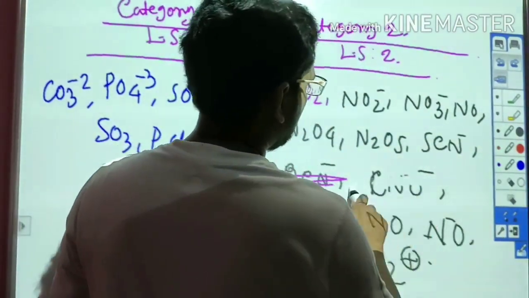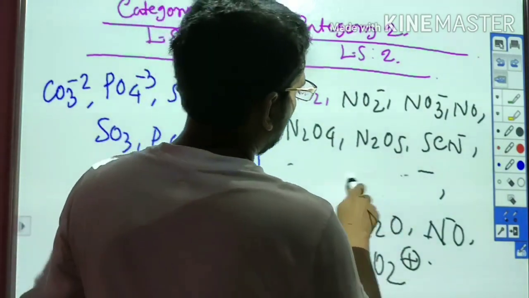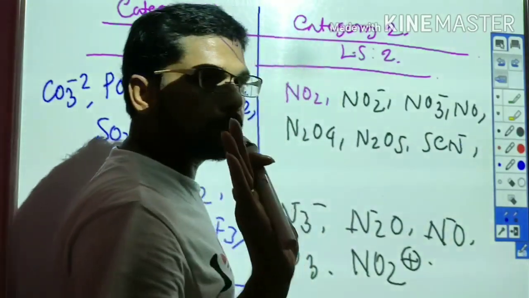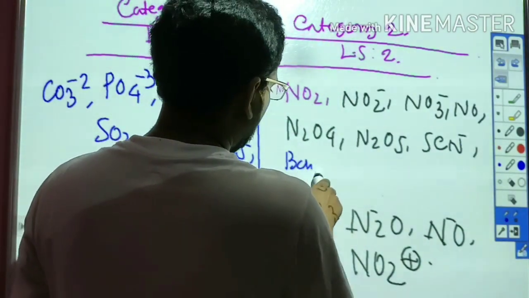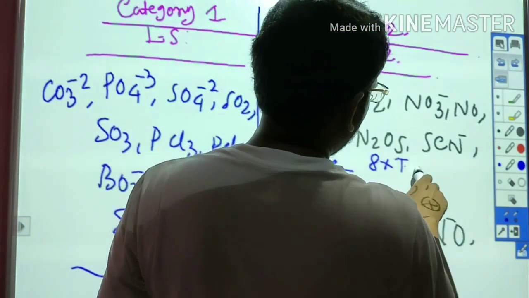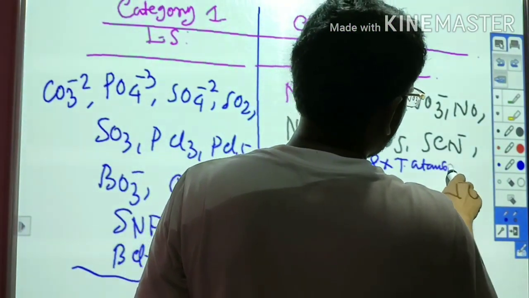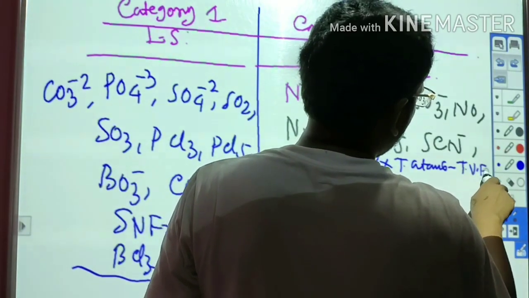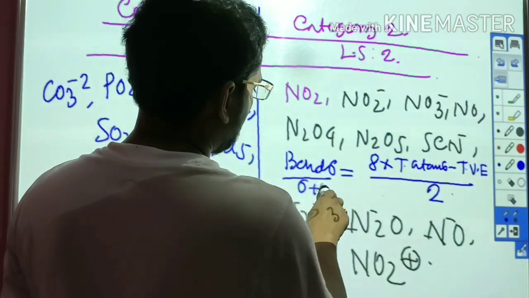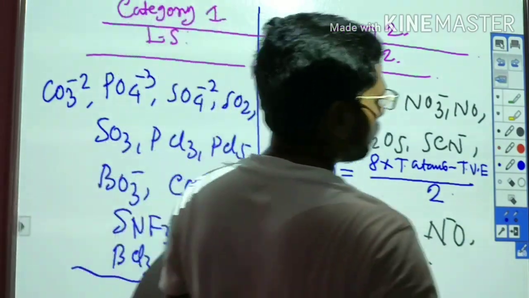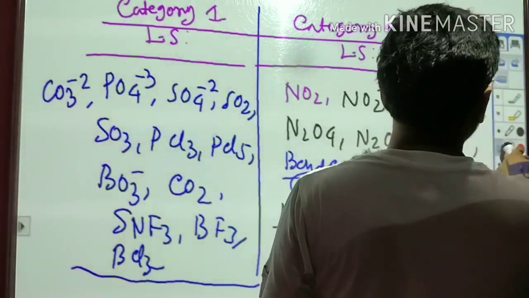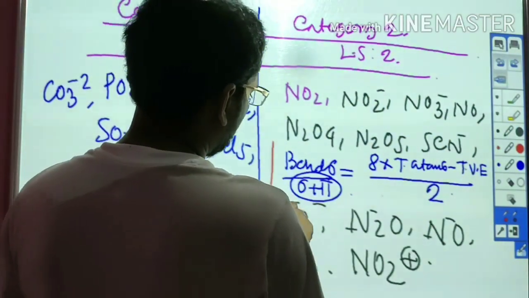I will write it here. Only one formula will be different, that is bonds. Here bonds will be 8 into total number of atoms minus total valence electrons, divided by 2. This is the formula. That will give you sigma plus pi. This formula will be used for category 2.